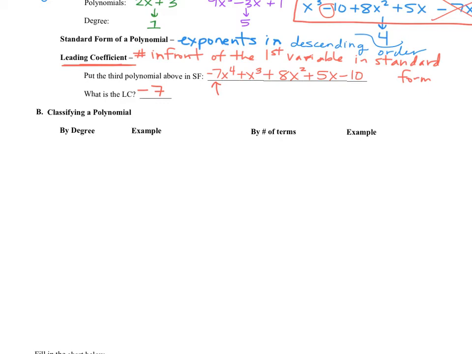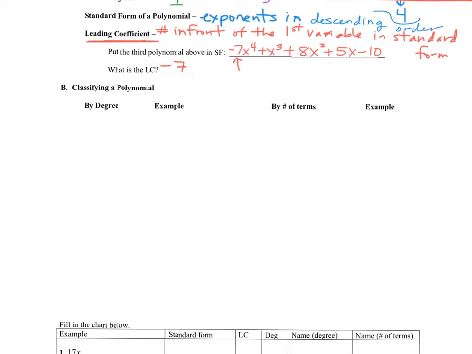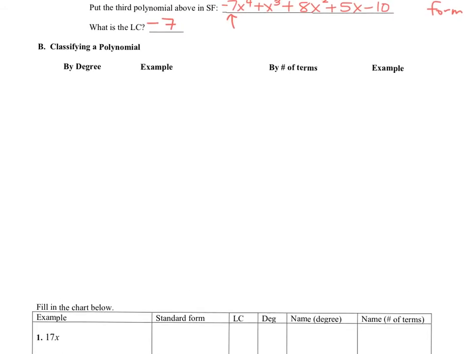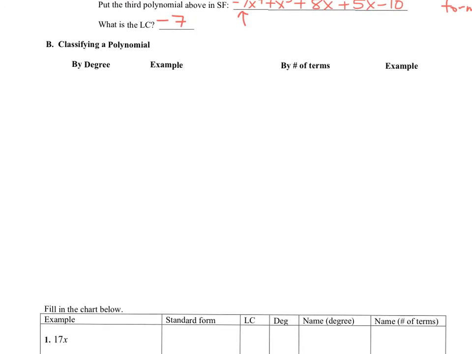Okay. So then what we're going to do is we're going to have to classify these different polynomials that we have by different things. So I'm going to lay this out for you 2 different ways. The first way is we will classify by the degree. The second way is we will classify it by the number of terms that it has. Okay? So I'm just going to draw a little dotted line here.